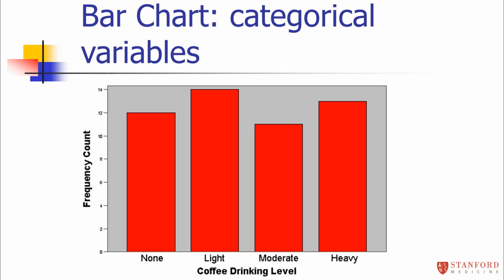Also, I created a categorical variable for coffee drinking. I divided people into none, light, moderate, and heavy coffee drinking. And you can see the frequency counts shown in a bar chart here. The way that I divided the categories, I ended up with fairly even numbers in all of those categories. Again, very easy to look at and interpret a bar chart.